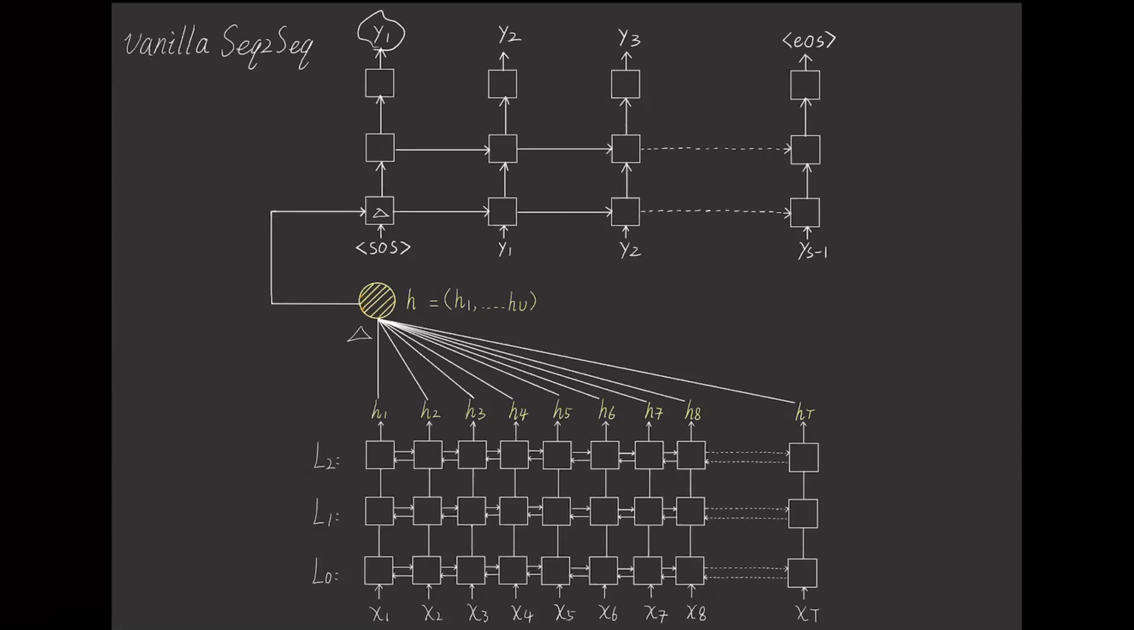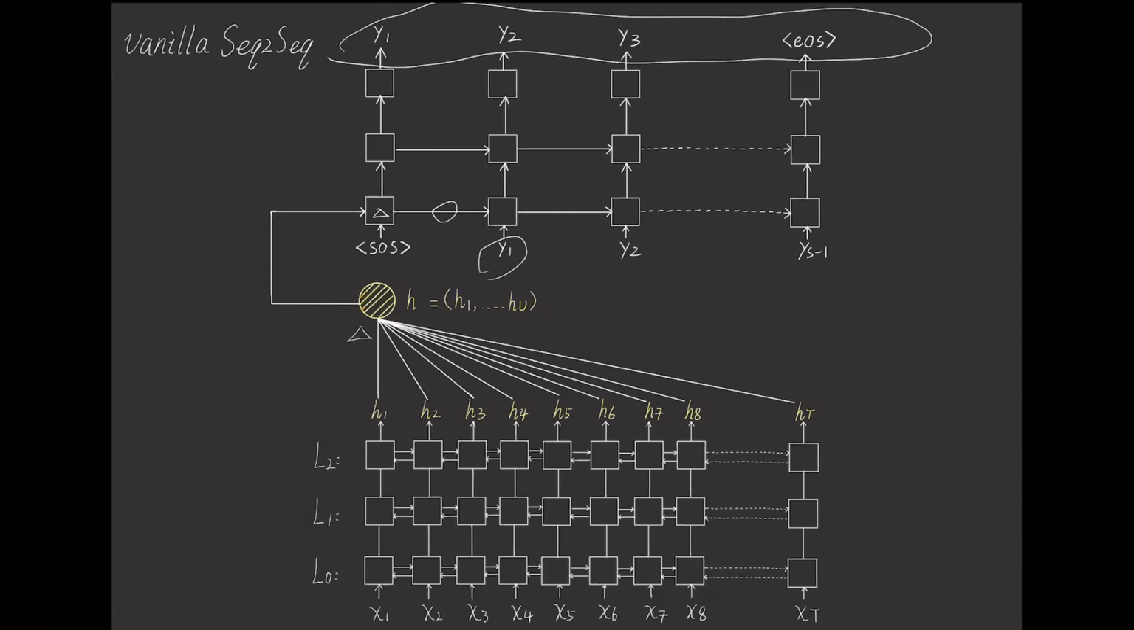And this is a recursive process. So basically, once you get Y1, you will feed Y1 as the input to your second step. Y1 is the output of the first time step, and then it becomes the input of your second time step. You will also receive the hidden state from the previous cell. You also get two inputs. And then you do this recursively, and then you will generate, hopefully, a human readable sequence.